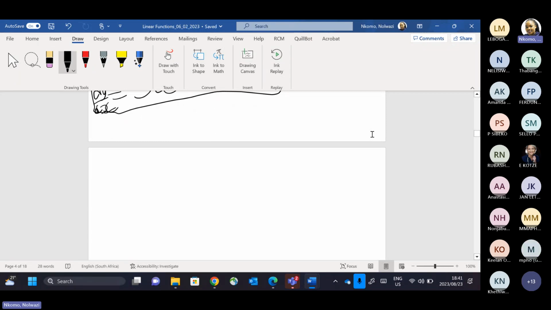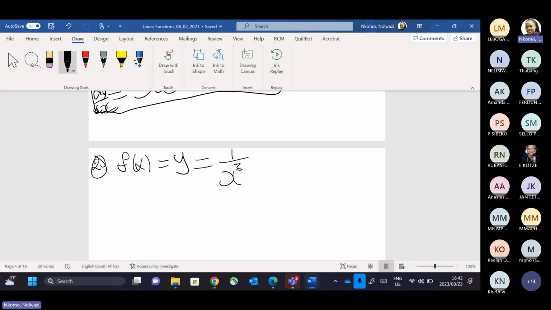Okay, let's do another example. Let's say now we are given a function f of x, which is y equals 1 over x cubed. And we are asked to differentiate this. Okay, this is still a polynomial.